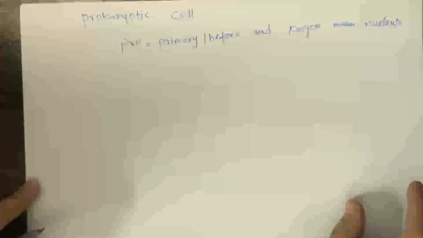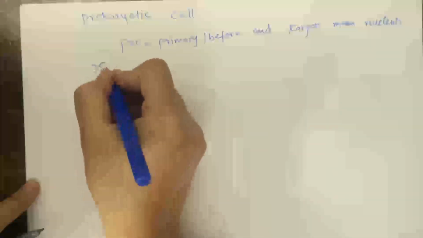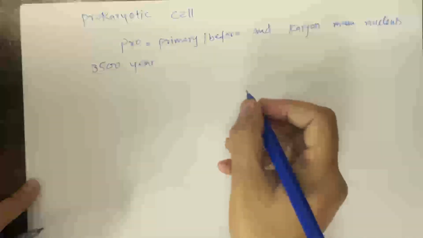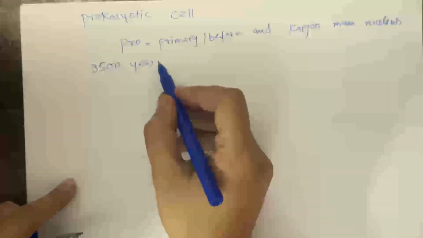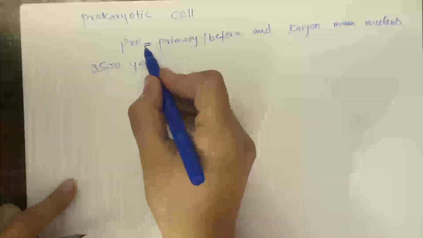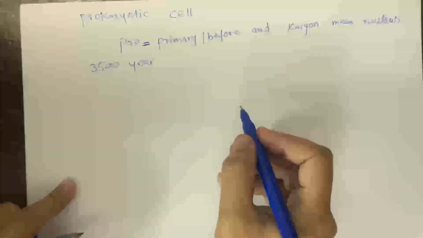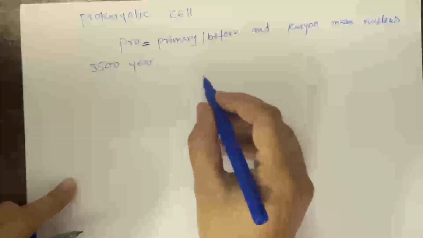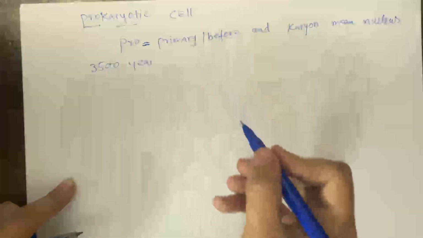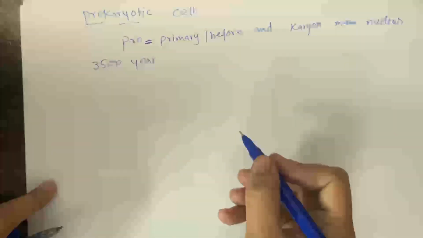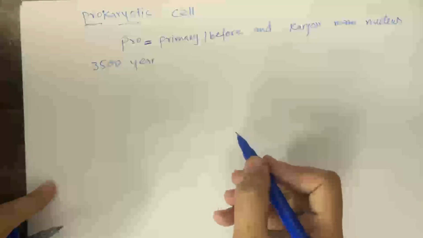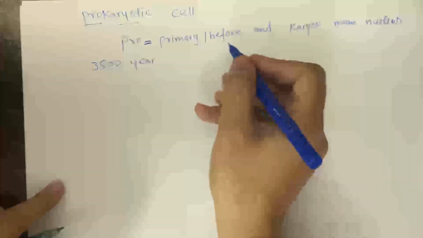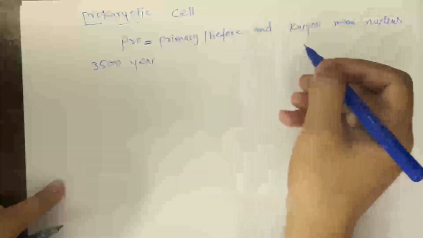So it is that type of cell which was discovered about 3500 years ago, which means that it is discovered before the nucleus. It does not have any proper membrane-enclosed nucleus, or we can say a nuclear envelope is not present. So prokaryotic cells are the type of cell which do not have any membrane-enclosed nucleus. This pro also means primitive or before, primary, primitive.